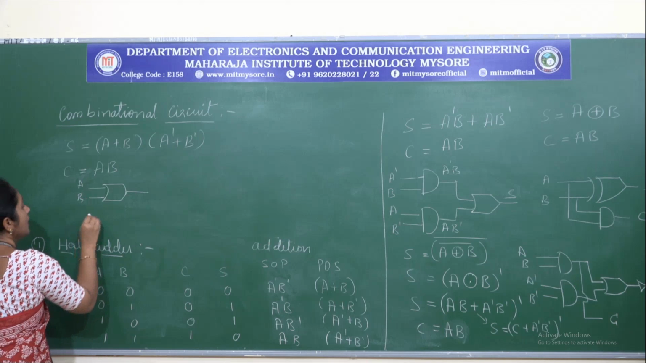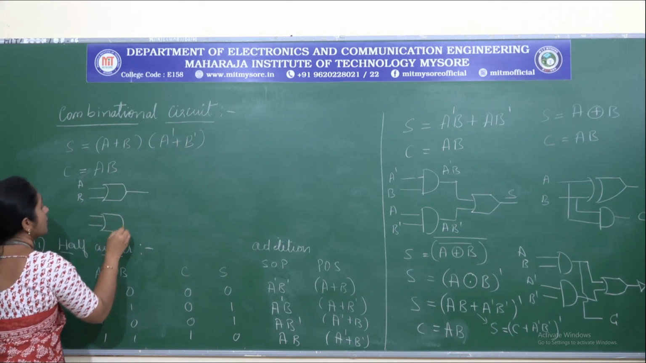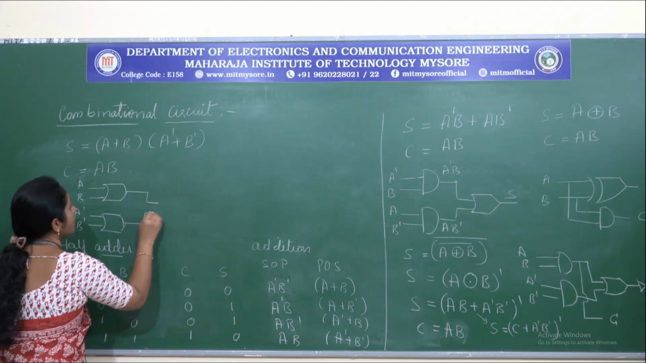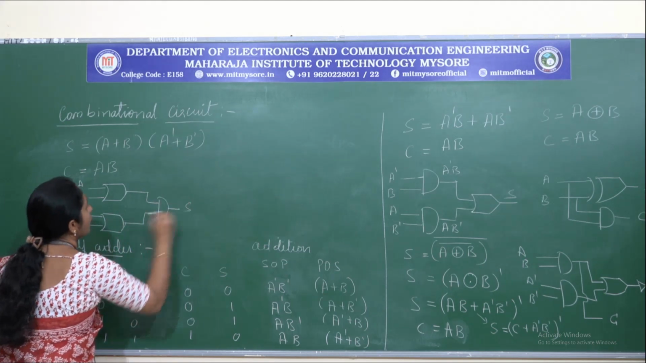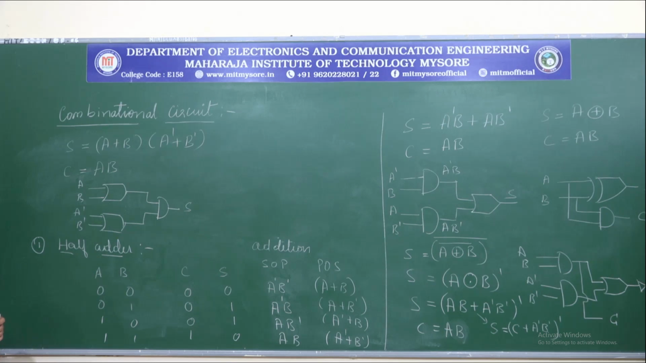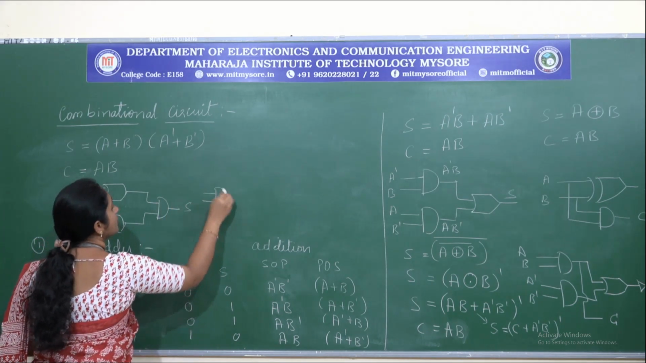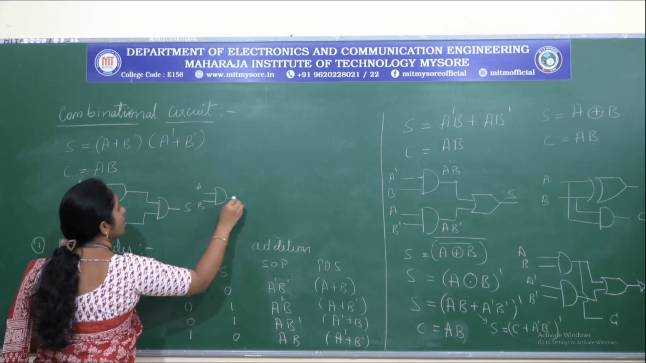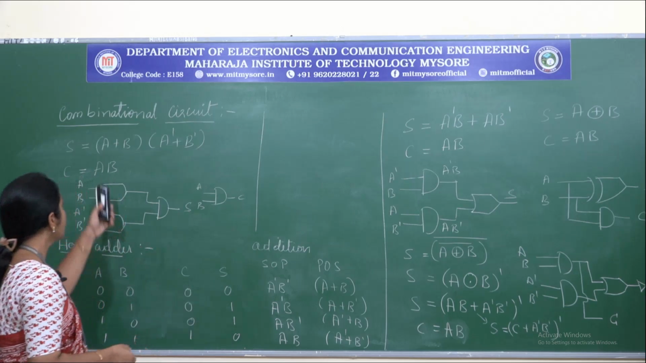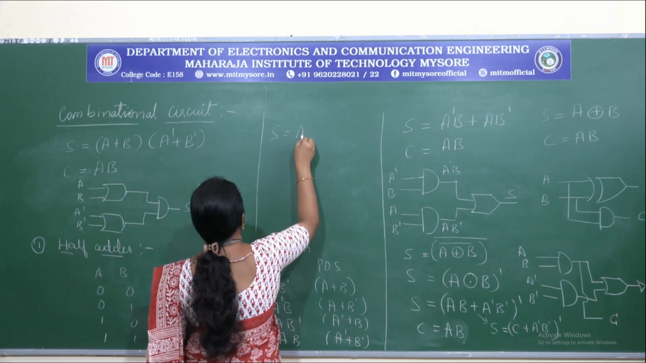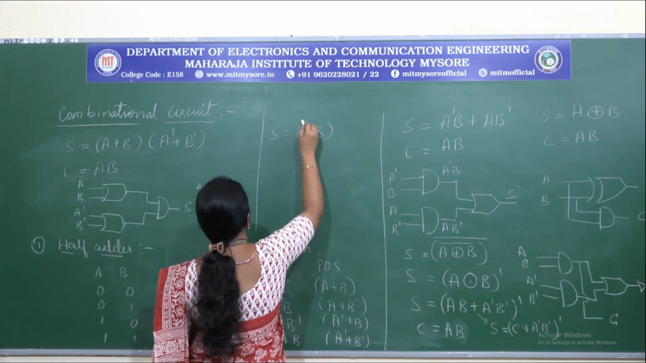Yes, now if I draw the circuit, it requires 2 OR gates: A, B, and another A dash, B dash. If I give these to an AND gate, I am going to obtain sum. And for carry, the same representation. Yes, the carry can be represented like this. Let us retain sum as it is.